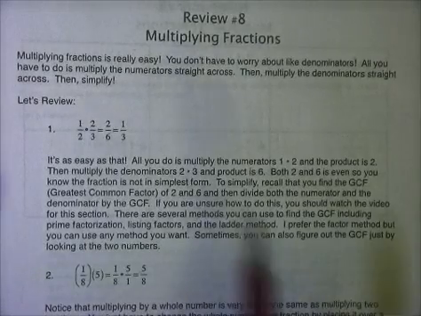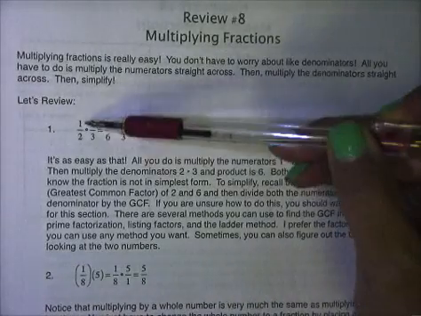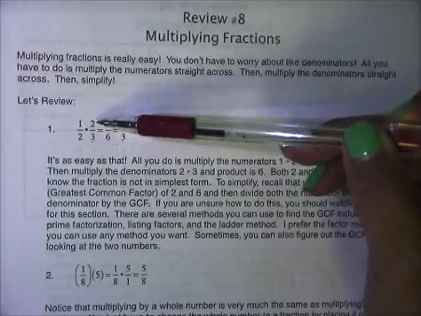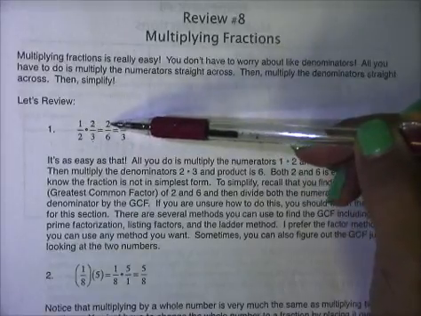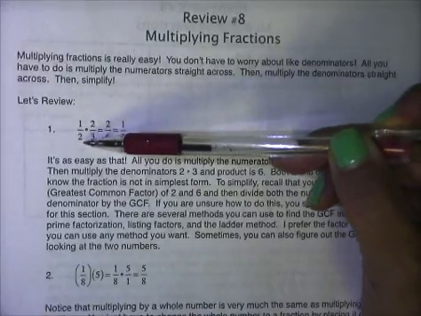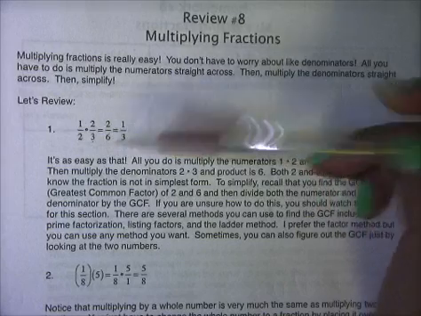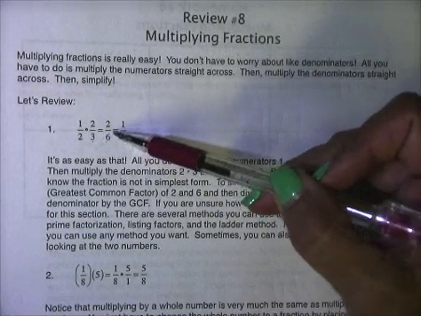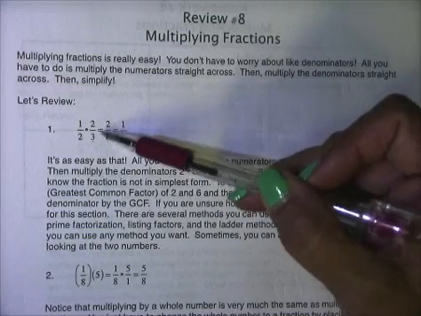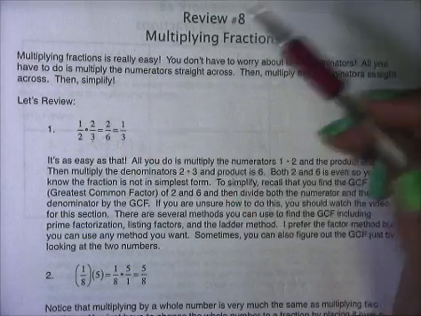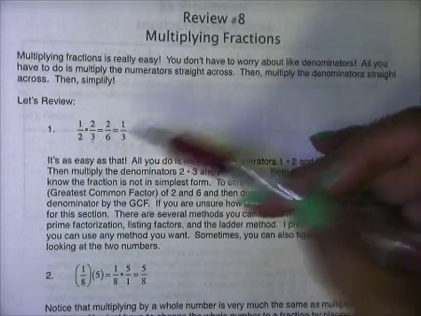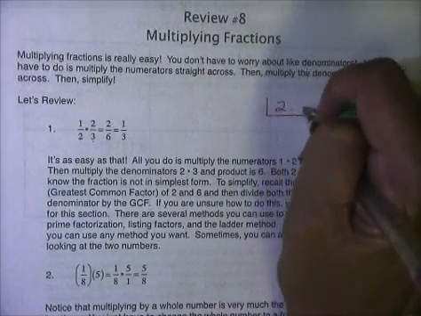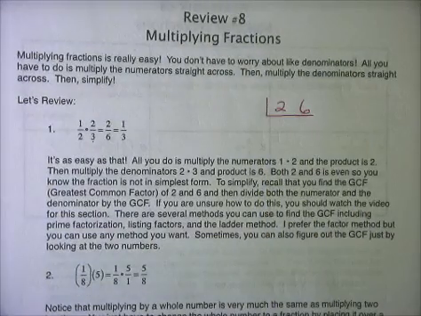If we take a look at the first one, we're going to take 1/2 times 2/3. We're going to multiply the numerators. Remember, those are the top numbers, so 1 times 2 is 2. We'll multiply the denominators. 2 times 3 is 6, and we get 2/6. But we can see they're both even numbers, so we know that we can simplify that to 1/3.